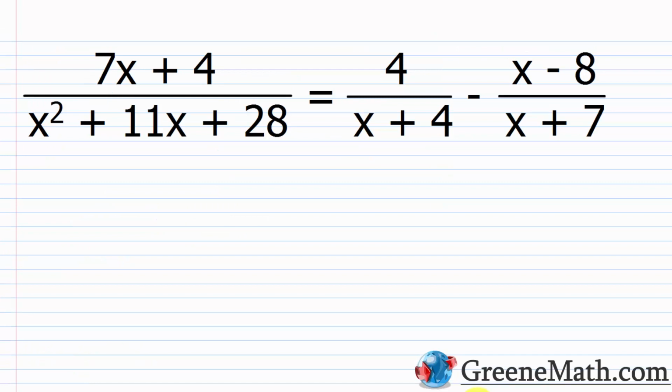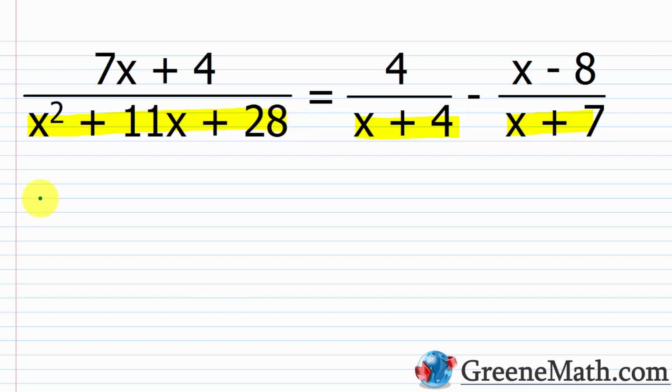All right, let's look at one that's a little bit more tedious. So we have 7x plus 4 over x squared plus 11x plus 28. And this is equal to 4 over x plus 4 minus x minus 8 over x plus 7. Okay, so the first thing I want to do is just find the LCD. So for these, this x plus 4 and this x plus 7, those denominators are not going to factor, right? But this one right here, it looks like I can factor.